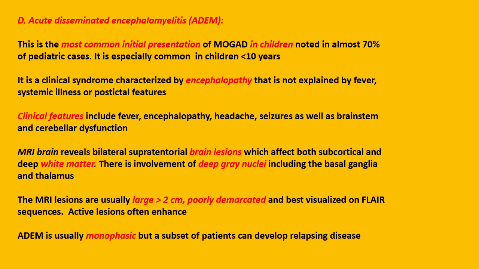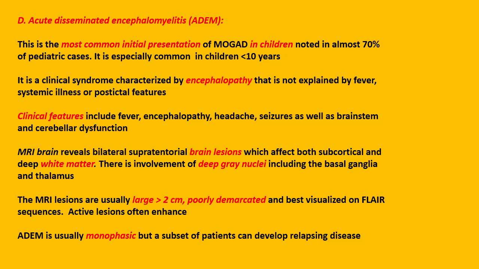Another clinical presentation is acute disseminated encephalomyelitis or ADEM. This is the most common initial presentation of MOGAD in children, noted in almost 70% of pediatric cases. It is especially common in children below 10 years of age. It is a clinical syndrome characterized by encephalopathy, not explained by fever, systemic illness, or postictal features. Clinical features include fever, encephalopathy, headache, seizures, as well as brainstem and cerebellar dysfunction.